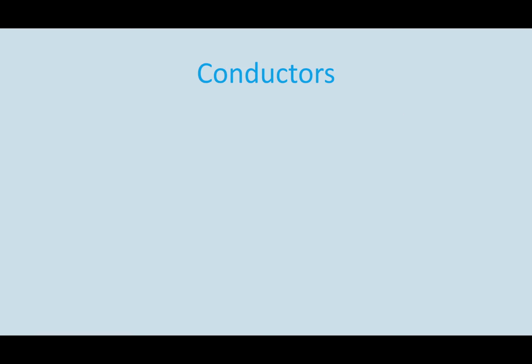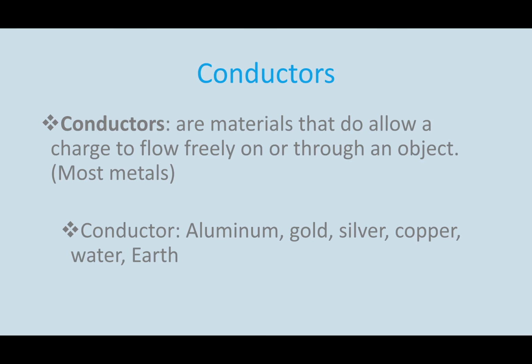Conductors. Conductors are the opposite of insulators. Conductors are materials that do allow a charge to flow freely on or through an object, and most metals are conductors. So things such as aluminum, gold, silver, copper, water, earth, those are conductors. Right? So copper, you usually see like copper wire, right? Because electricity will flow through that.